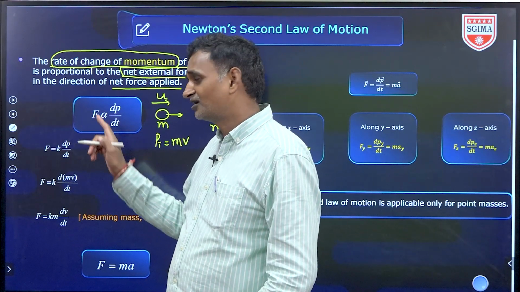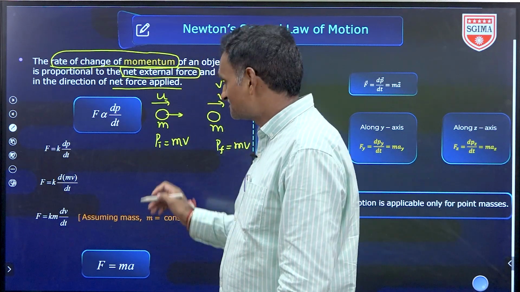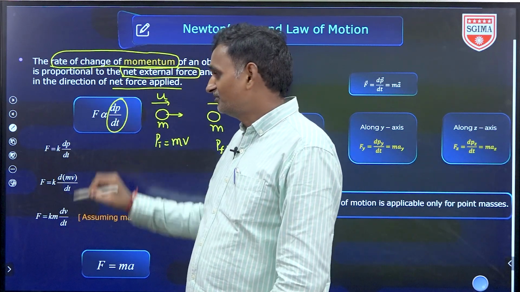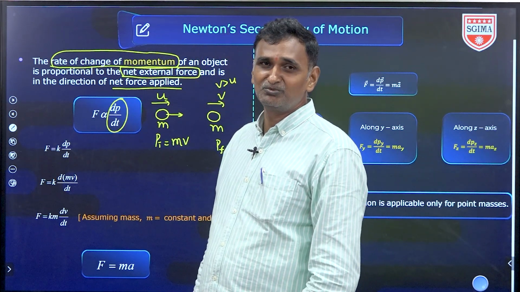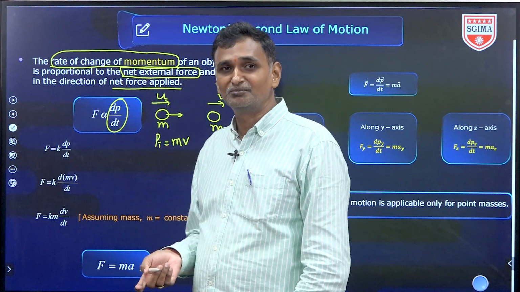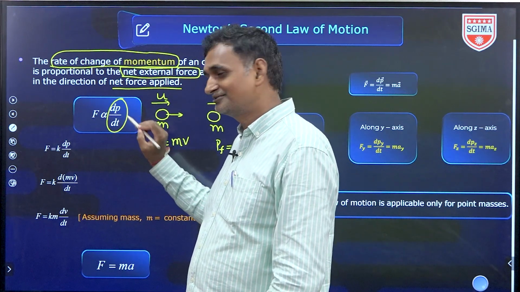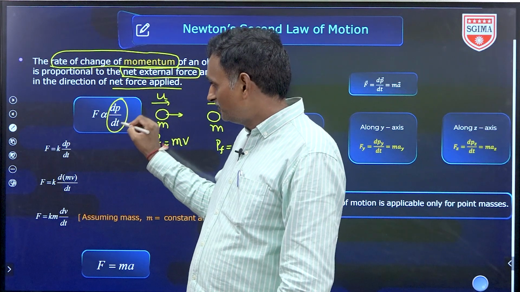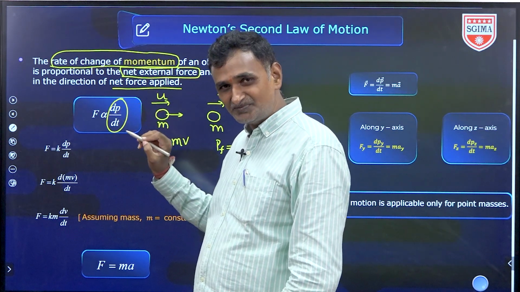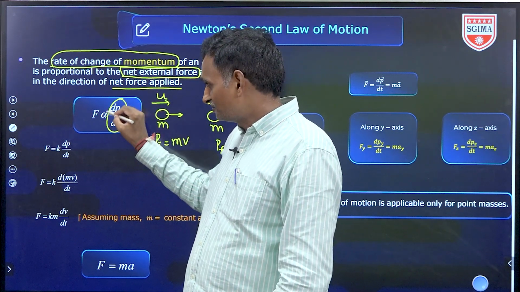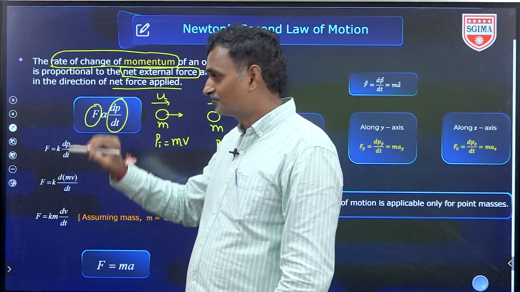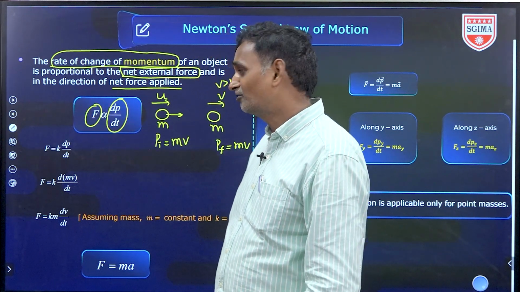We only consider external forces. So here we can write down dp by dt. dp is the change in momentum and dt is with respect to time. Actually it is called the rate. The rate at which the change in momentum takes place is directly proportional to the net external force acting on it.